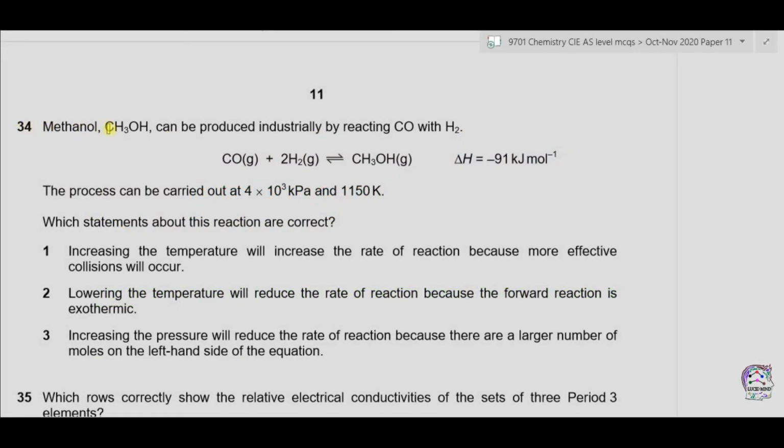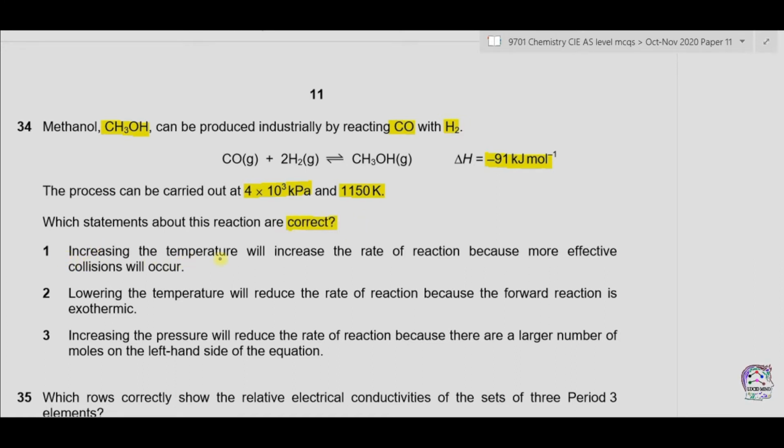Question 34. Methanol can be produced industrially by reacting carbon monoxide with hydrogen. This is the equation. Enthalpy change is negative. The process can be carried out at 4 × 10^3 kilopascals and 1150 Kelvin temperature. Which statements about this reaction are correct?